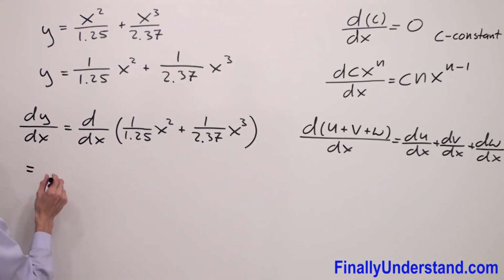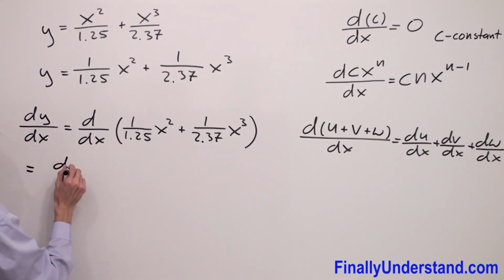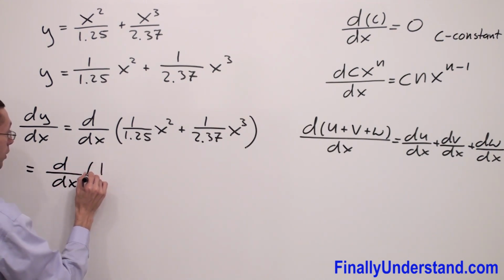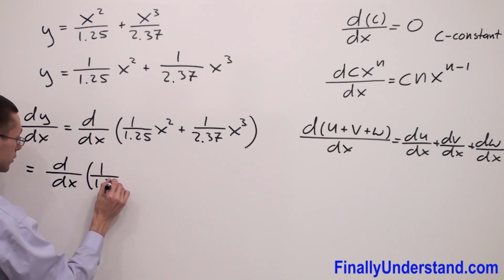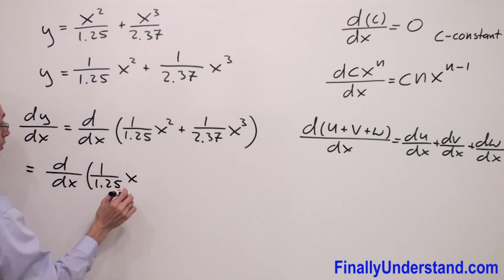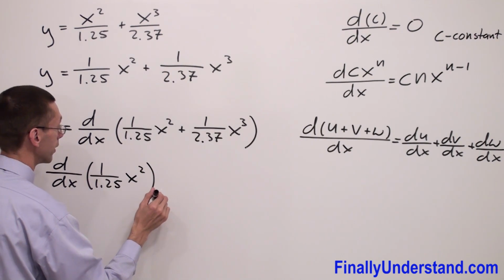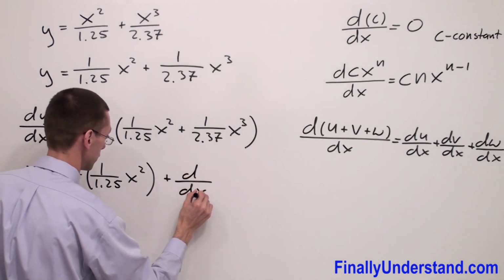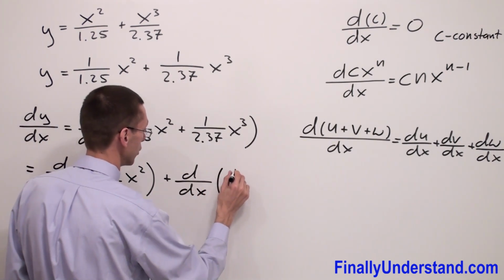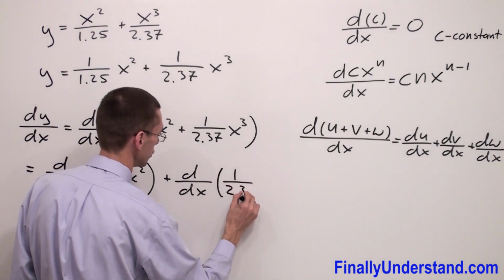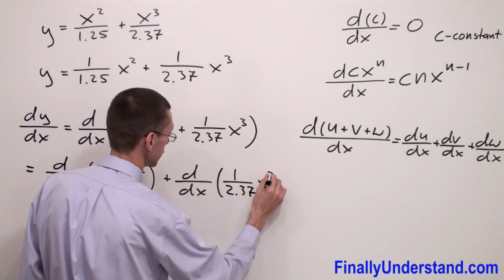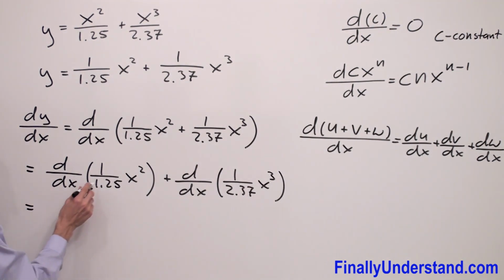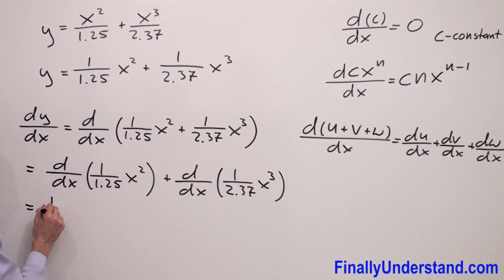So next we're supposed to simply write that this is the derivative of 1 over 1.25 x squared plus the derivative with respect to x of 1 over 2.37 x cubed.